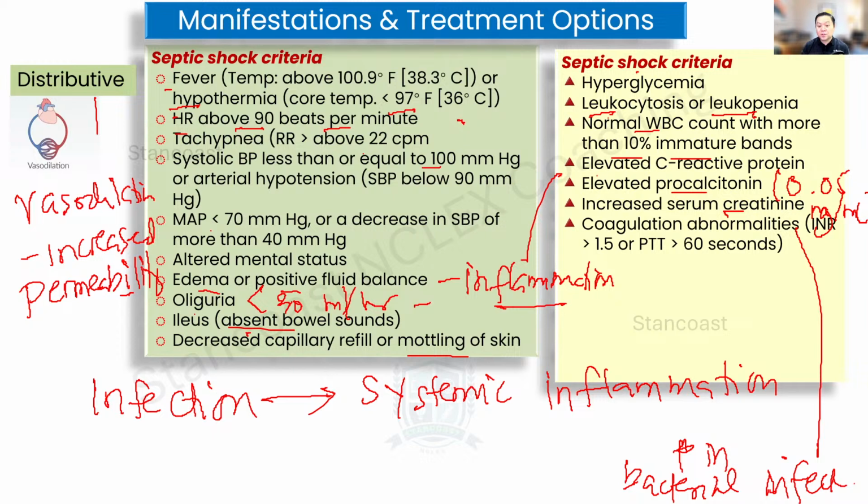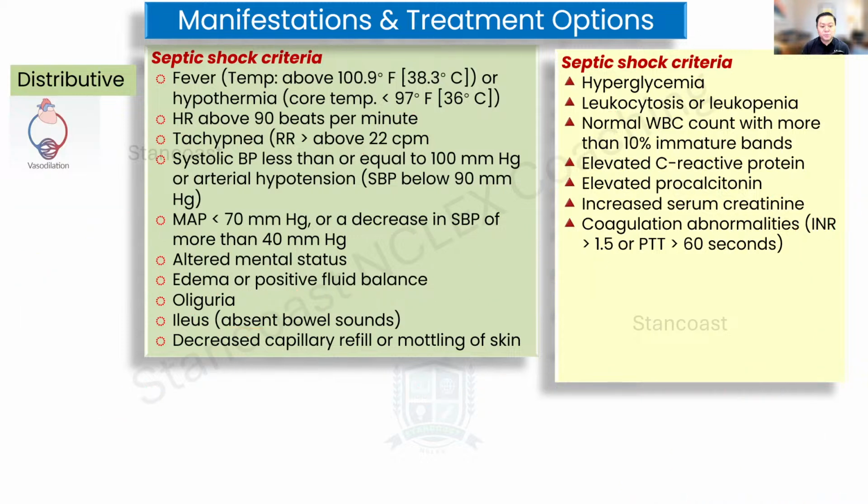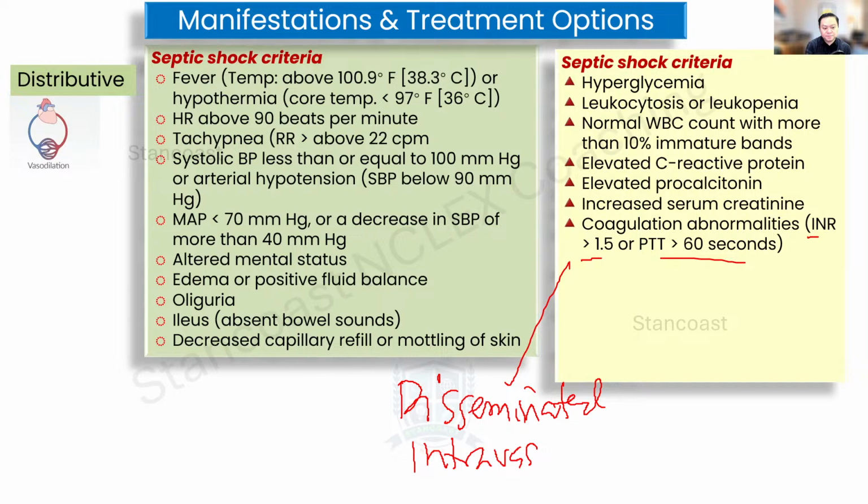Now let's talk about the coagulation studies. The prothrombin time, or the INR, I should say. The INR will be elevated, greater than 1.5, or the PTT will be greater than 60 seconds. This simply means that our patient is probably leading into DIC, disseminated intravascular coagulation. And this is a common complication in sepsis. Right?